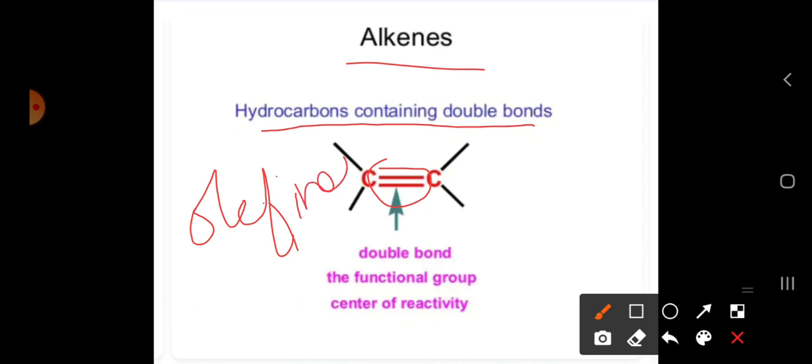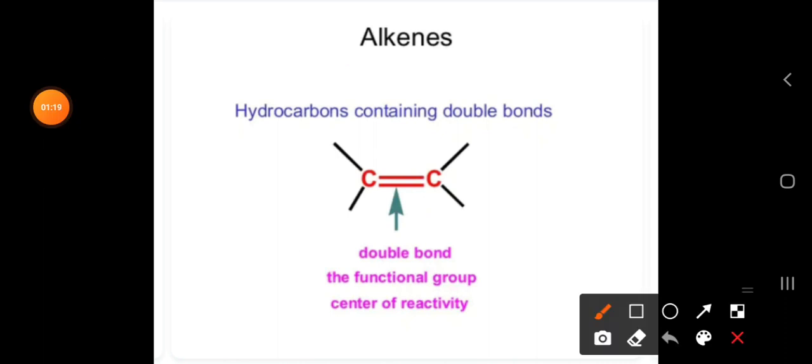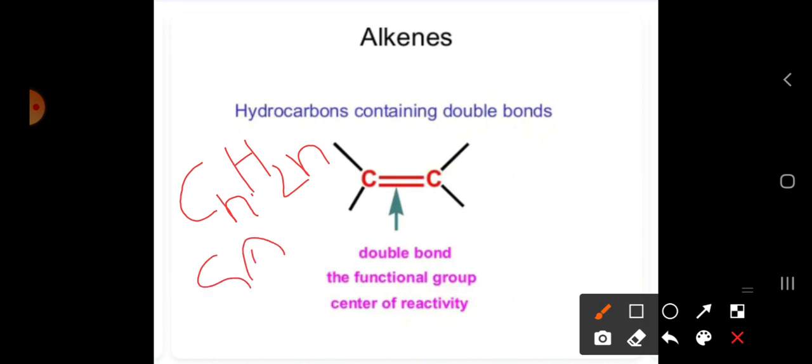Olefins means alkenes in the Greek word. The general formula of alkenes is CnH2n. In organic compounds, alkenes contain sp2 hybridization, and the shape is trigonal planar. So this is our general introduction to alkenes.